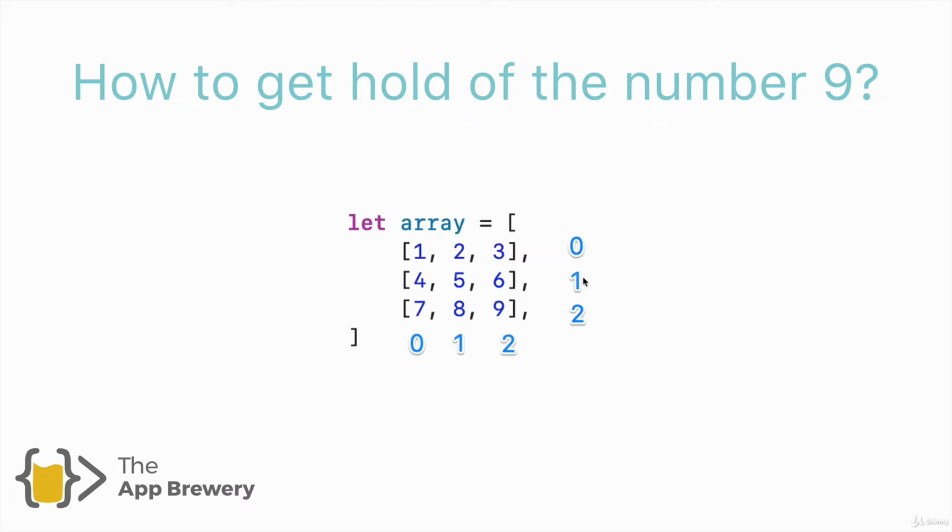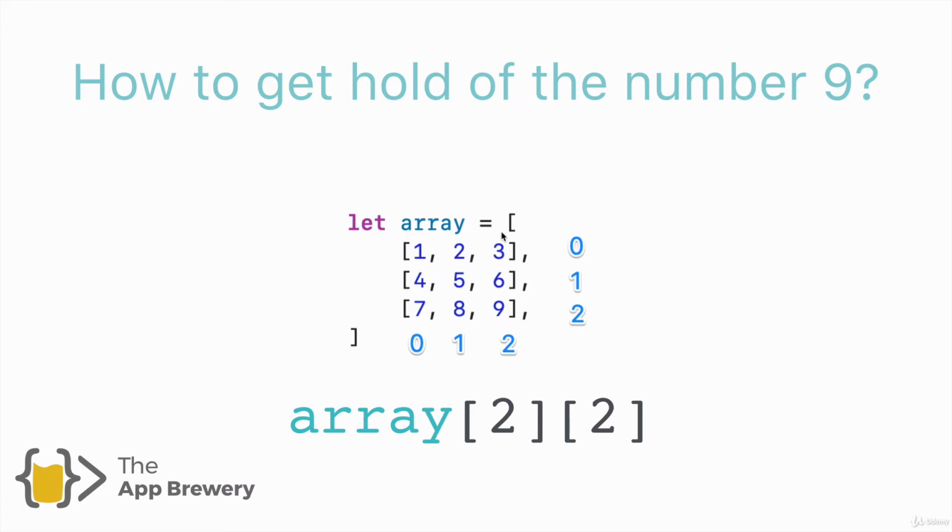Well, in this case, the positions of the outer array are 0, 1, and 2, and then the positions inside the array are also at 0, 1, and 2. So in order to get hold of this number 9, we first have to tap into our array and then specify that we want the array that's at position 2, so it's this one, 7, 8, 9. And then within this array of 7, 8, 9, we then specify the position of the item we want, which is again at 0, 1, 2. So now we have array square brackets 2, square brackets 2, in order to get that number 9 out of this 2D array.